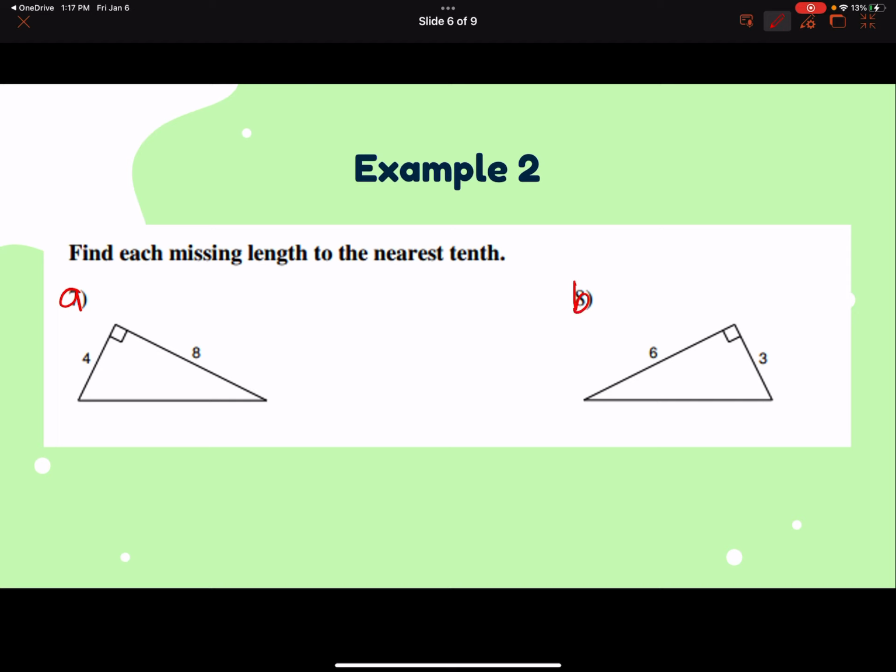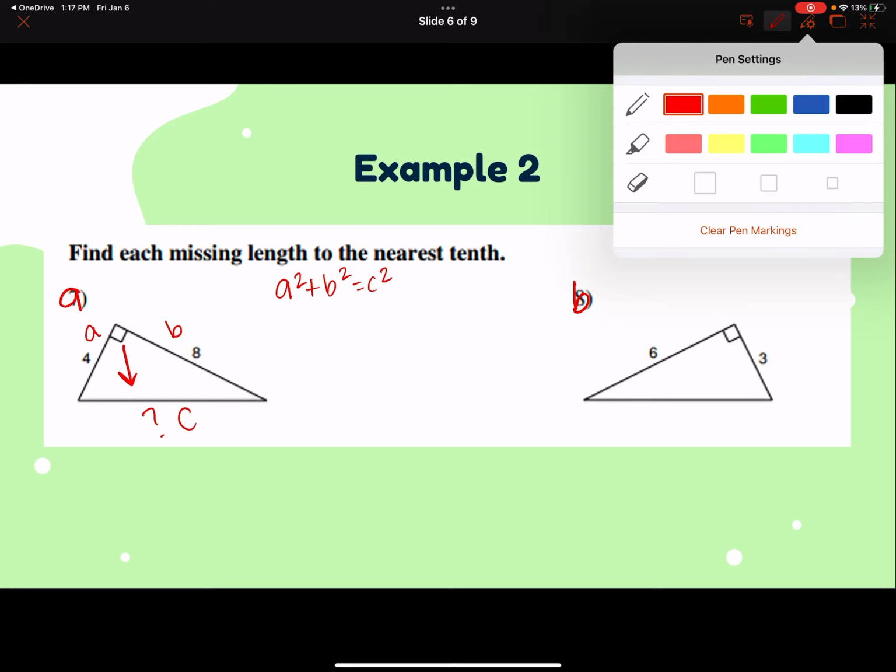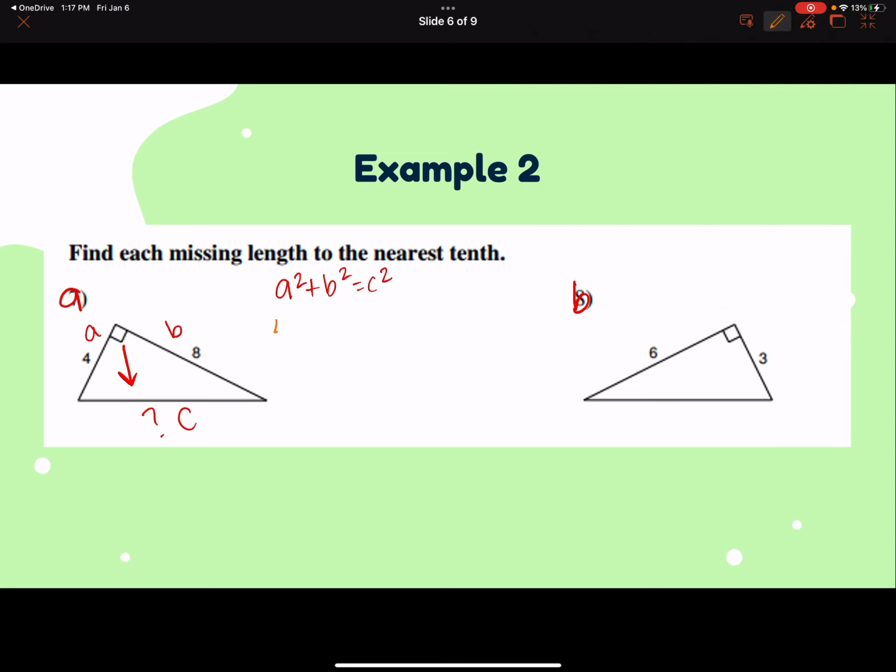This is my missing side down here. Notice it is the one across from the right angle, so I'm looking for C. That means 4 and 8 are A and B, and it does not matter which is which. So I'm going to start with a squared plus b squared equals c squared. And now I'm going to put these things where they go. So instead of a, I'm going to write 4. B is 8. And then c is what I'm looking for.